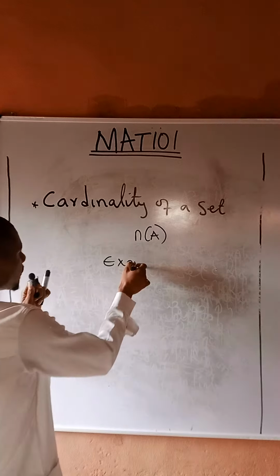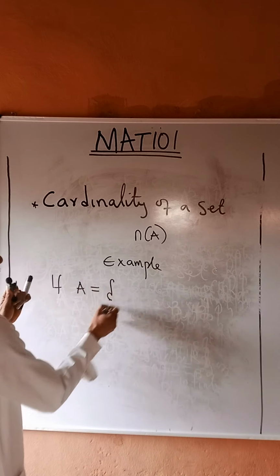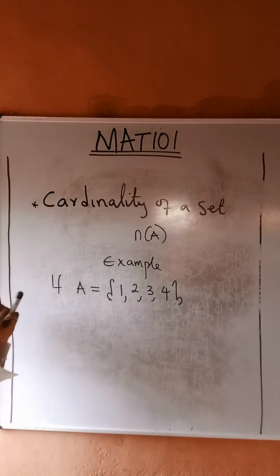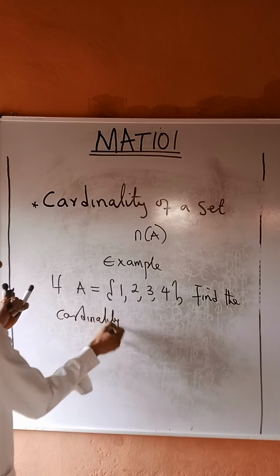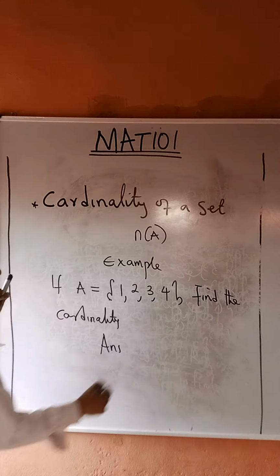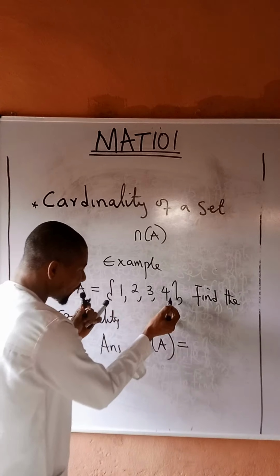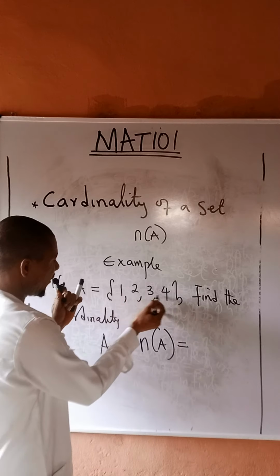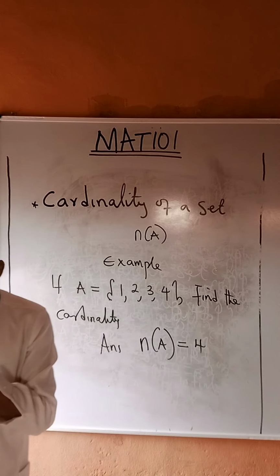For example, if a set A is equal to {1, 2, 3, 4} and we are asked to find the cardinality, the answer is that the cardinality of this set is equal to the total number of elements in this particular set, which is 1, 2, 3, and 4. So the cardinality of this set is equal to 4.